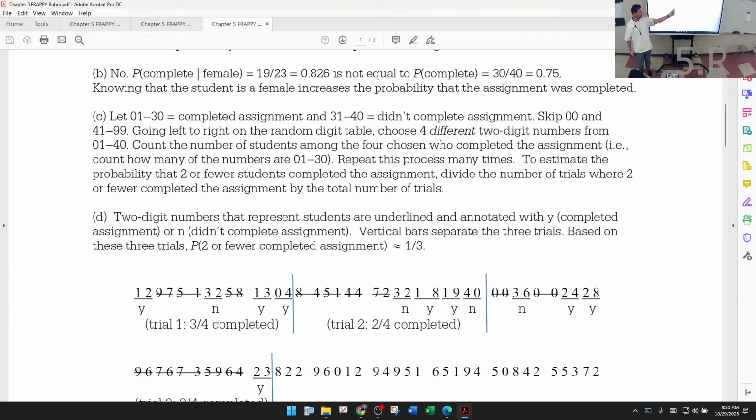Count the number of students among those 4 chosen who completed the assignment, i.e. how many numbers are from 1 to 30. Repeat this process many times to estimate the probability that 2 or fewer students completed the assignment. Divide by the number of trials where 2 or fewer completed, and we'll see how possible 2 is. Again, that would be brutal to try to get an E.